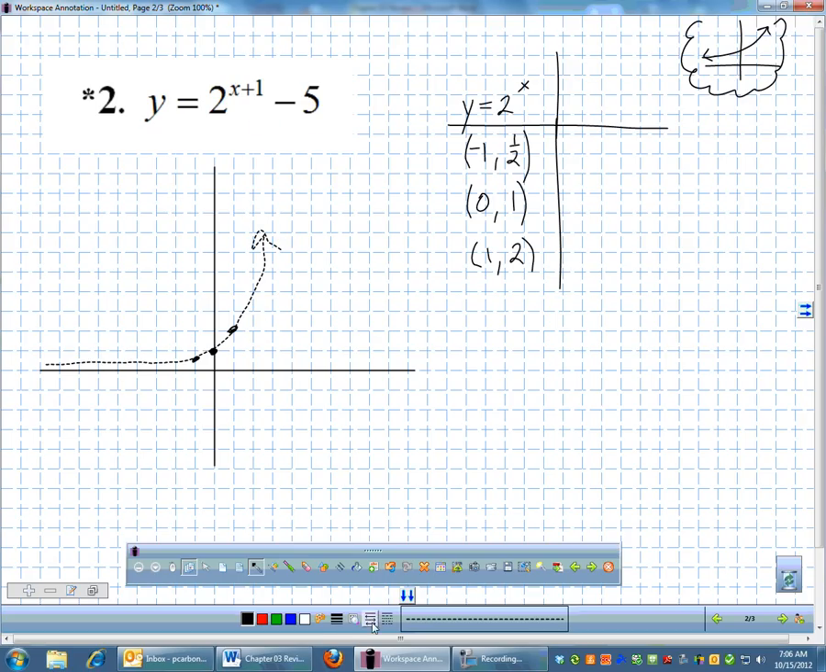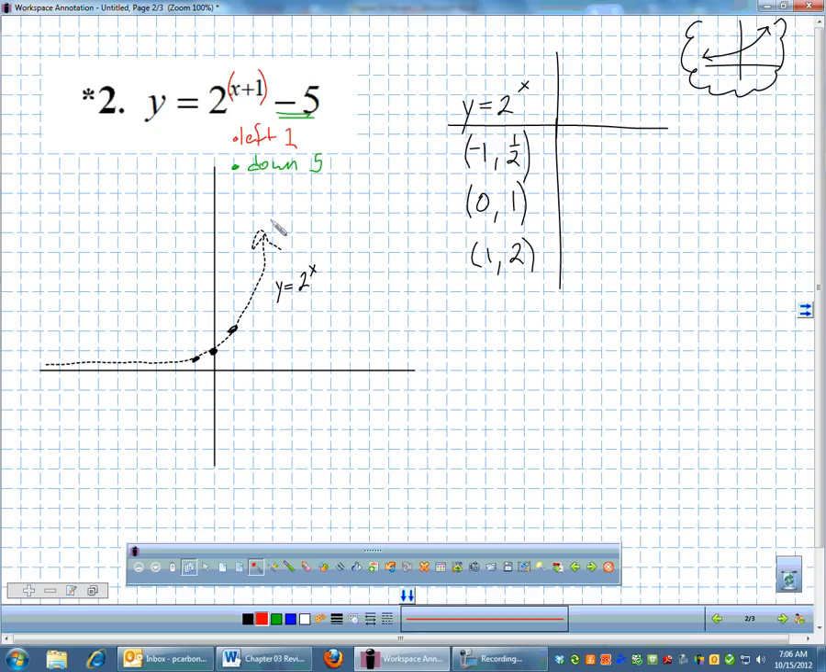Then my transformations, we need to identify what the transformations are, because what I just graphed is simply y equals 2 to the x. I need to graph 2 to the x plus 1 minus 5. I see plus 1, and that plus 1 is up there with my x, so that's going to be a shift to the left 1. So I'm going to take every point and move left 1. And then I see that minus 5, and that minus 5 is a shift down 5 units. And so we're going to do that to each point. We're going to go left 1 and down 5.